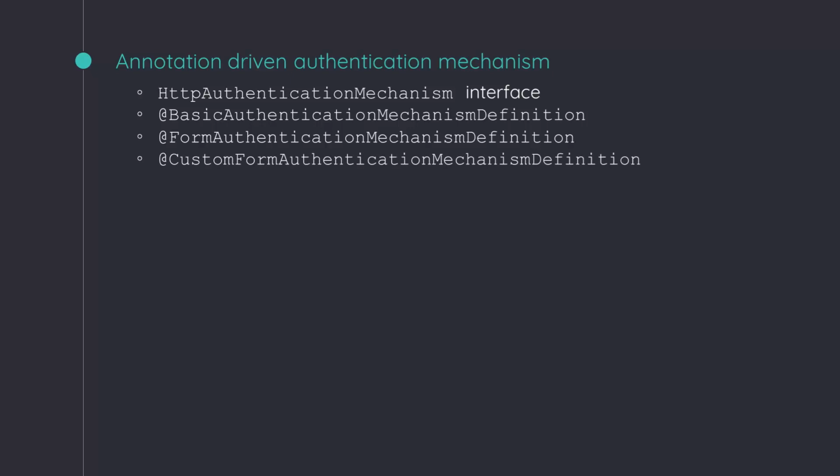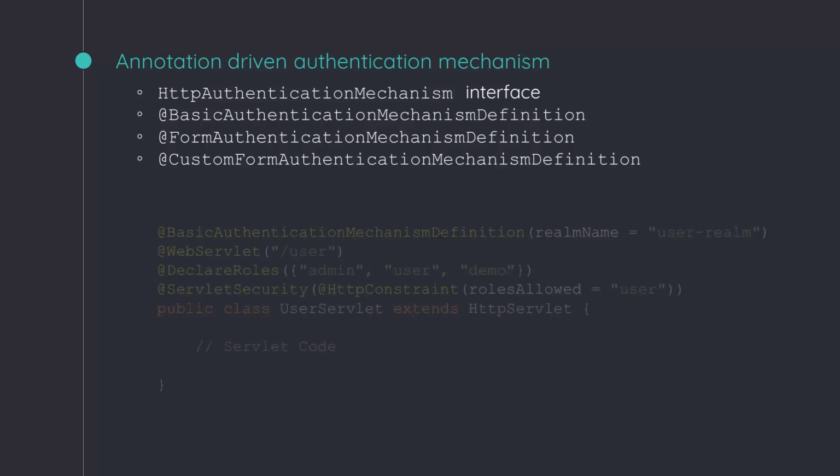They replicate the functionality of the classic HTTP basic authentication, form, and custom form-based authentication already available in the servlet container. So, for example, to enable basic authentication, all that is required is to add the basic authentication mechanism definition annotation to your servlet. You can now throw away your XML configurations and use one of these new annotations to drive web security.